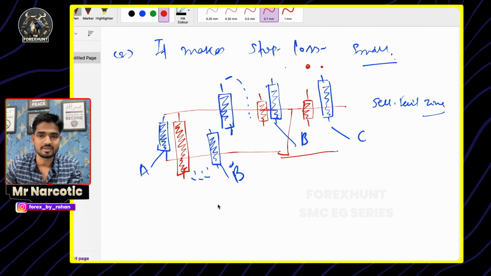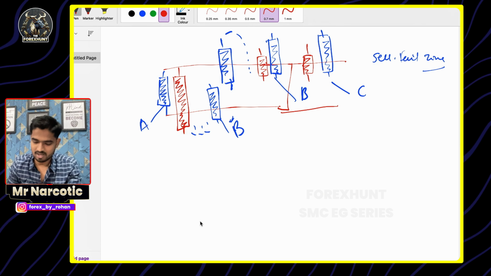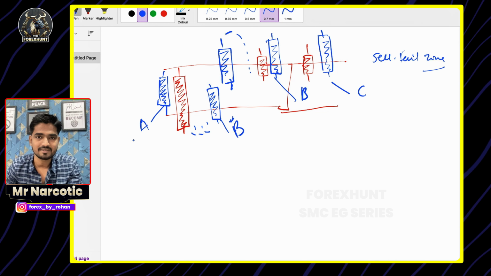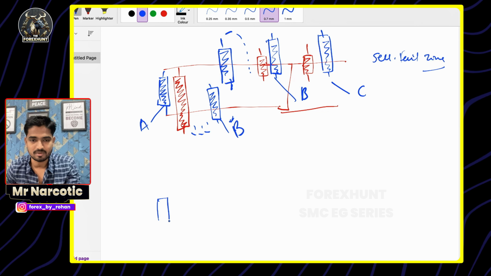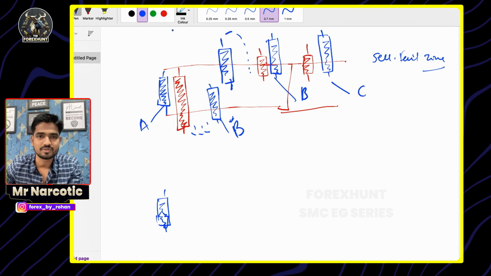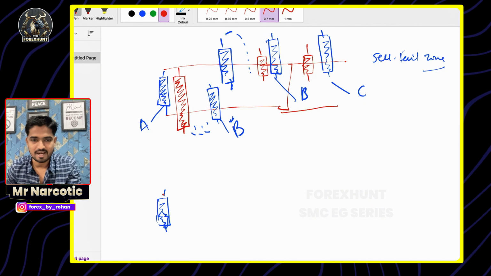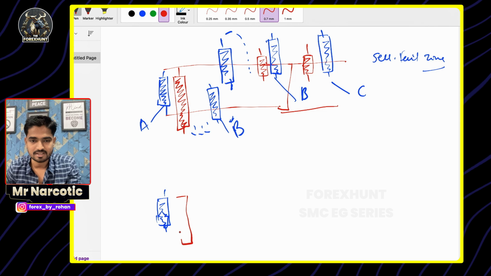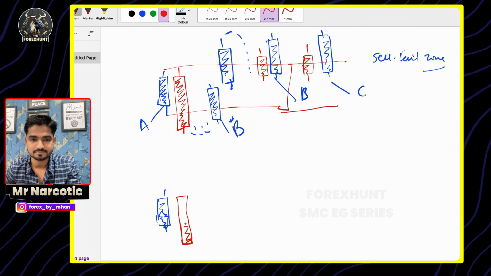Okay, let me show you some examples. This was case 1. Now I am talking about case 2. Let's say a blue candle formed like this. Okay, a blue candle formed like this. Then I have to take a red candle. Once I took the red candle, I am closing like this. A red candle formed.